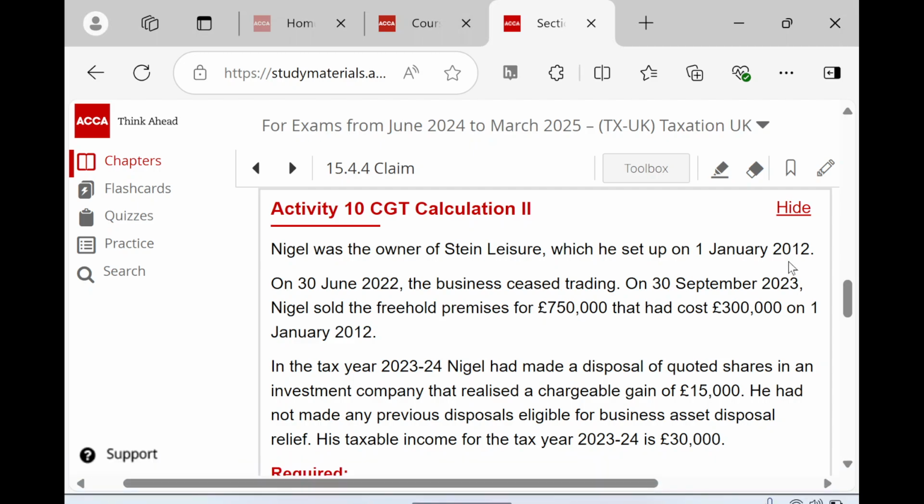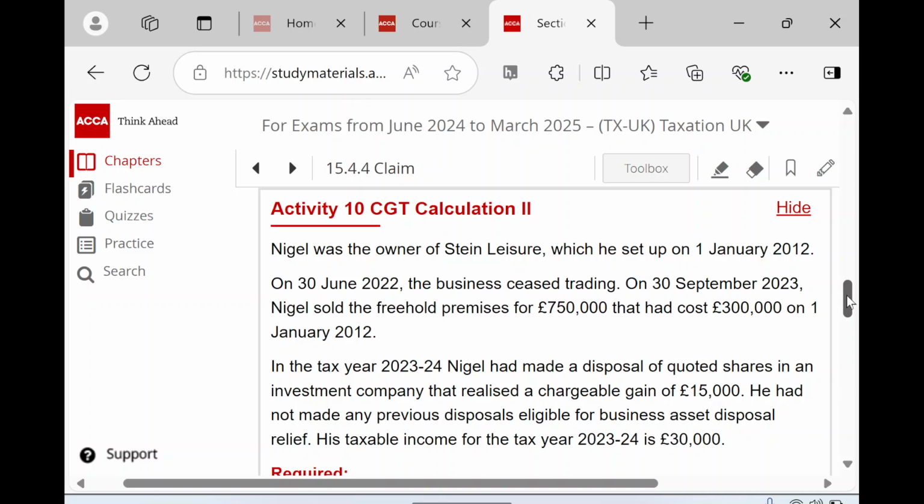Hey everybody, so we move into activity 10. This is CGT calculation 2, chapter 15, and this particular one concerns BADR, okay? You know what I've said about reliefs, you know what I think about them. I'm not going to repeat myself in this particular case, but this BADR is possibly the most complex relief because it can interact and link with other reliefs.